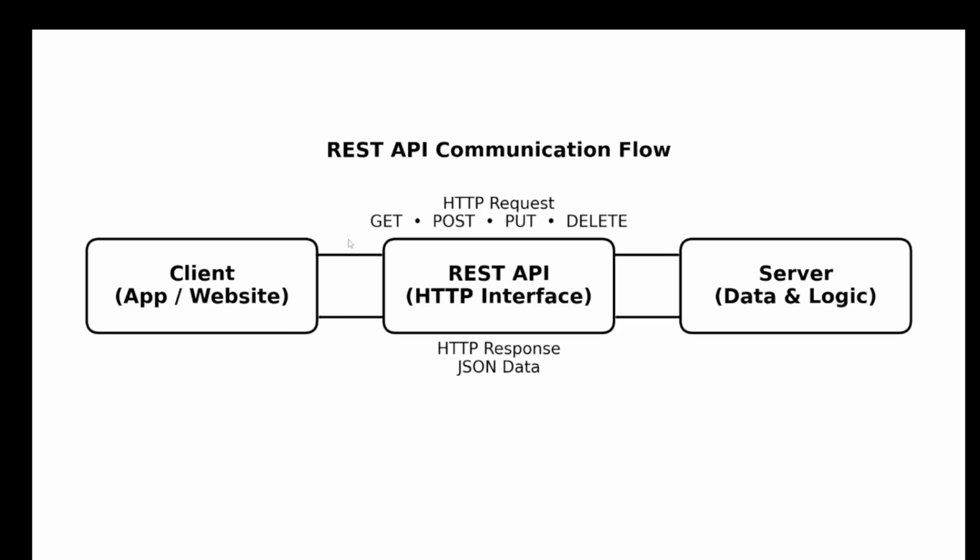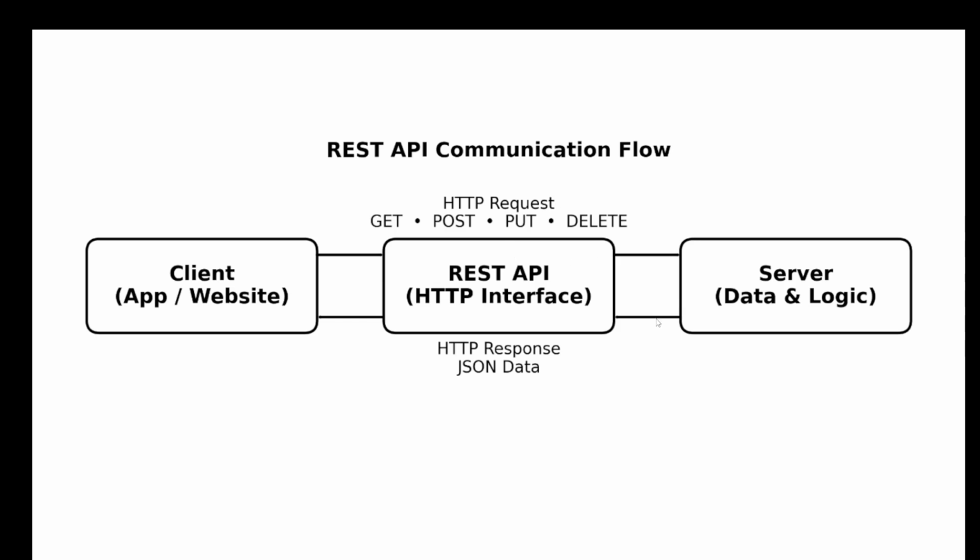Now look at the top arrows. They are labeled as HTTP request and show the words GET, POST, PUT, and DELETE. Each of these describes an action. Get is used to read data. Post is used to create new data. Put is used to update existing data. And delete is used to remove data. So the request flows from client to the REST API and then to the server.